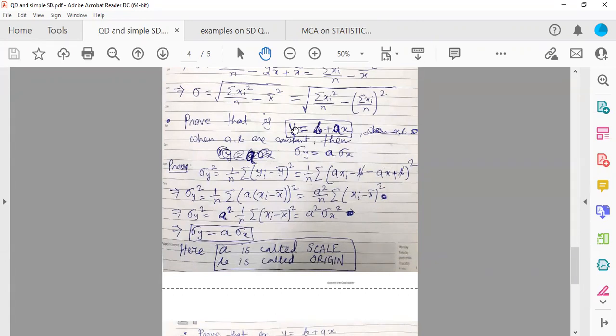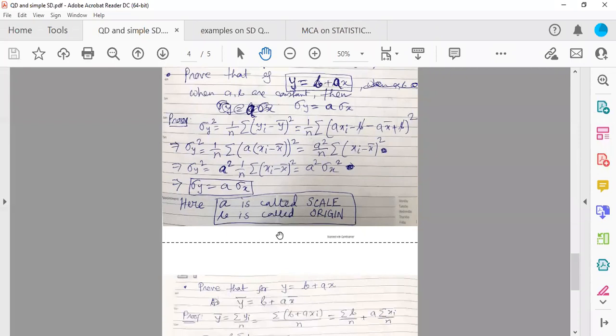If y is equal to a plus bx, where x is a statistical variable and y is also a statistical variable, both are statistical variables, then a is called the scale and b is called the origin. And here, if we convert these variables in the standard deviation concept, then the standard deviation of x into a is equal to the standard deviation of y. There is no need of using this b value.